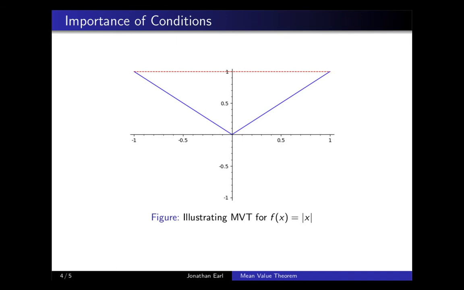So if we naively went ahead and forgot to check our conditions, what we would expect is some point in between minus 1 and 1 where the slope of the tangent line is 0. But what we know is that the absolute value function gives slopes of minus 1 for all the negatives, slopes of 1 for all of the positives, and an undefined derivative at 0. So there is no point in between minus 1 and 1 where the slope of the tangent line would be equal to the slope of the secant line connecting the endpoints, in this case 0.